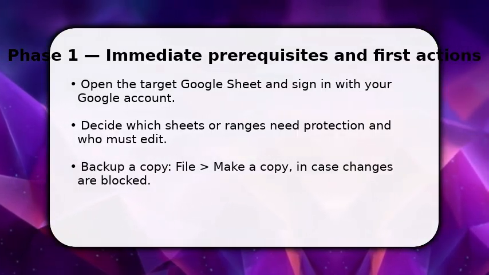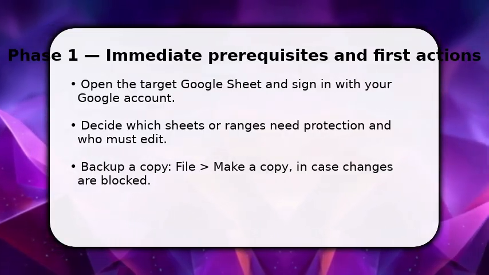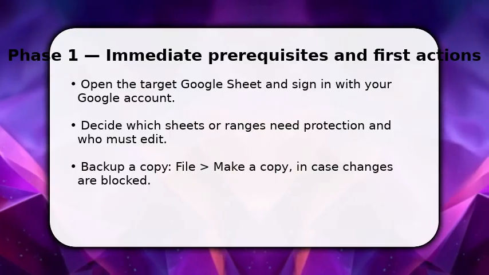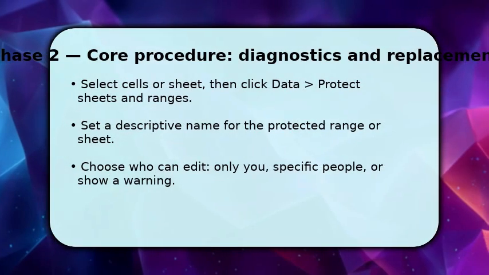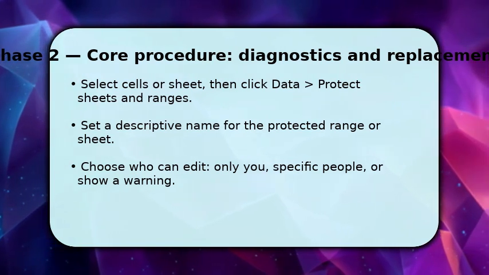Next, review collaborator roles, editors versus viewers, because those roles determine what protection steps are needed and who will be affected. You select the cells or an entire sheet, then open Data, Protect Sheets and Ranges to begin.